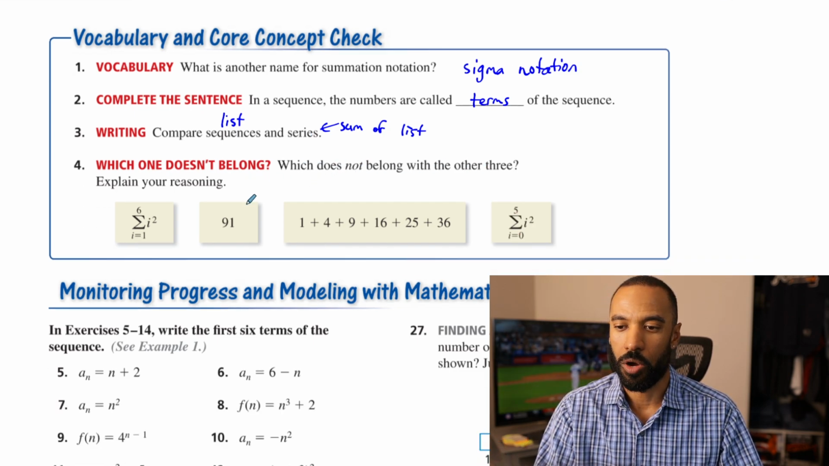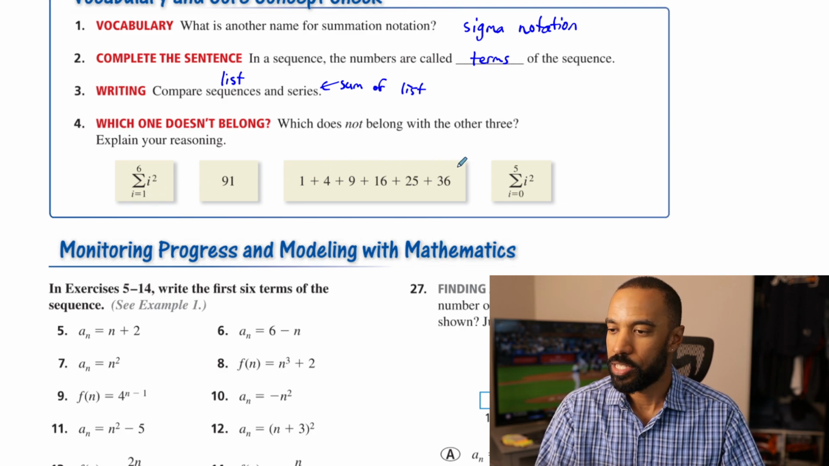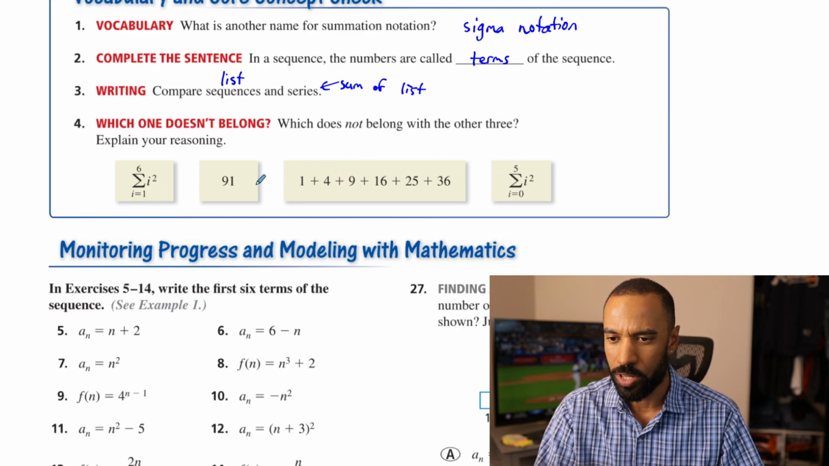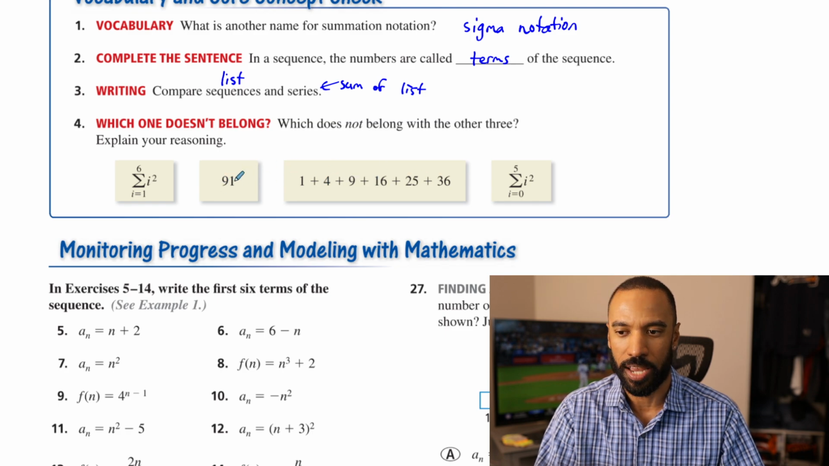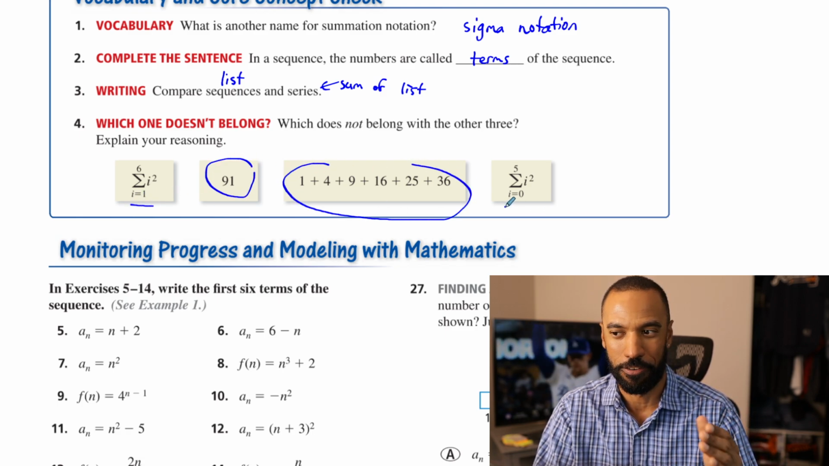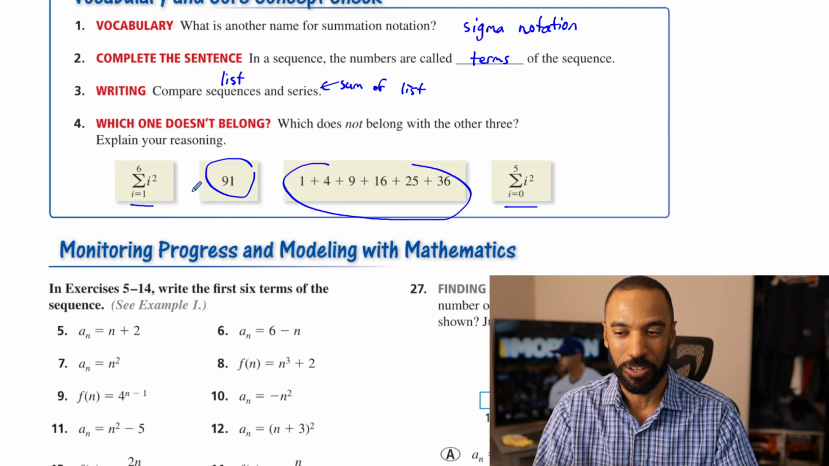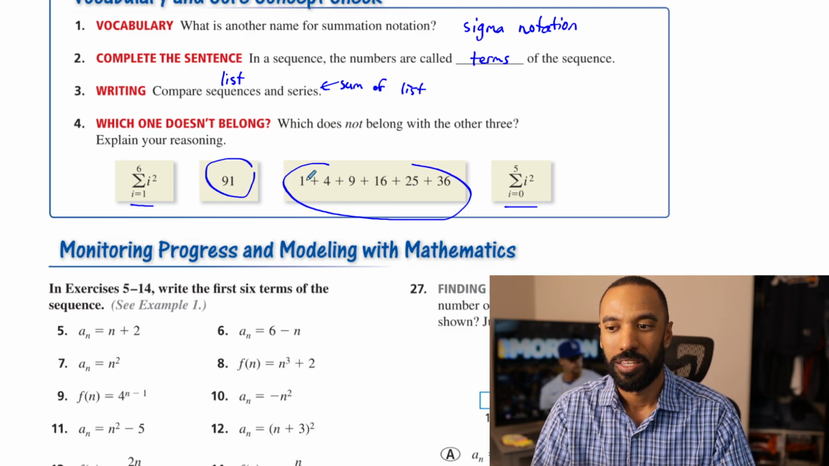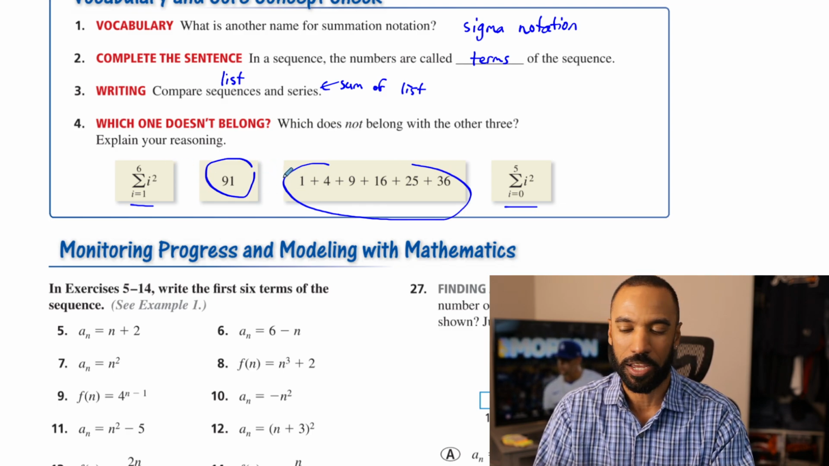Which one doesn't belong with the other 3? Explain. Telling you right now, let's do this. Let's figure out if this set adds to 91. Basically, I'm going to assume these two are the same, and these two are different because they look different. So we're going to figure out this probably adds to 91 and then see where that goes from there.